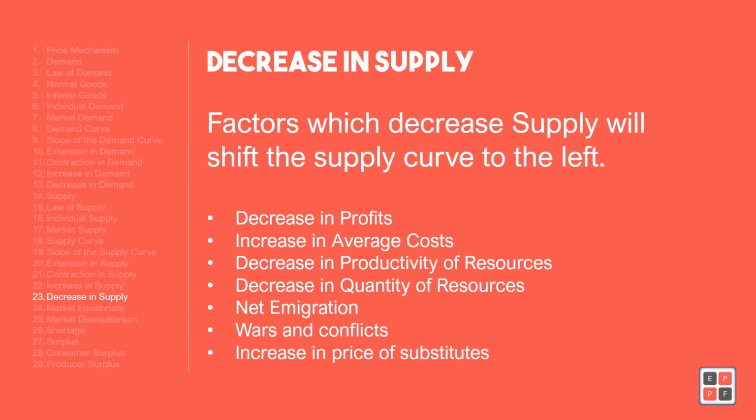So factors which decrease supply will shift the supply curve to the left. That could be due to a decrease in profits, increase in average costs, decrease in productivity of resources, decrease in quantity of resources, net emigration, which means that the people are leaving an economy. Wars and conflicts will reduce the level of resources and it's going to reduce supply. Depletion also, increase in price of substitutes.